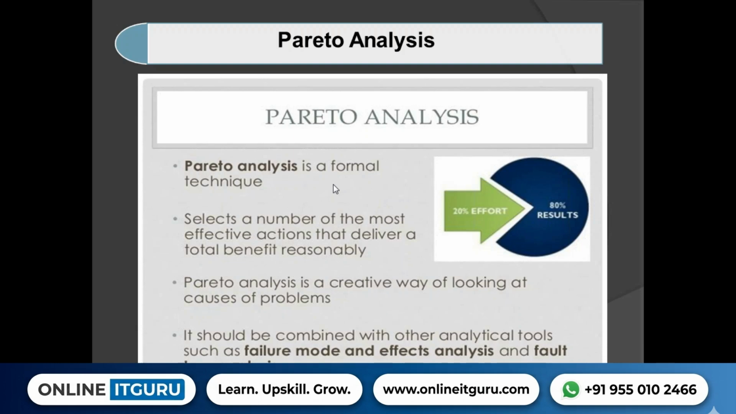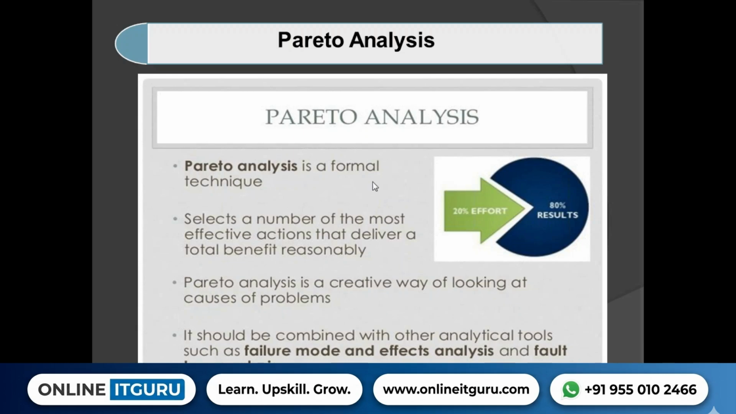Okay, here are some points for Pareto analysis. Pareto analysis is a formal technique that selects a number of the most effective actions that deliver a total benefit reasonably. Pareto analysis is a creative way of looking at causes of problems. It should be combined with other analytical tools such as failure mode and effect analysis and fault tree analysis.